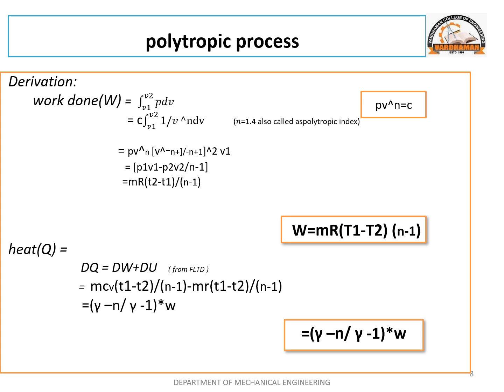For heat, from the first law of thermodynamics, change in heat is equal to change in work plus change in internal energy, and simplifying the relations, we get (gamma minus n) by (gamma minus 1) into work, which is the formula for heat.